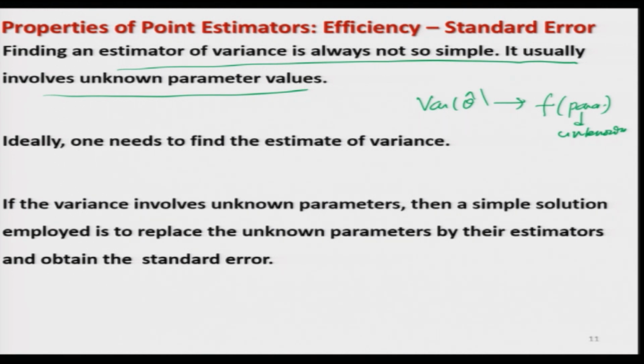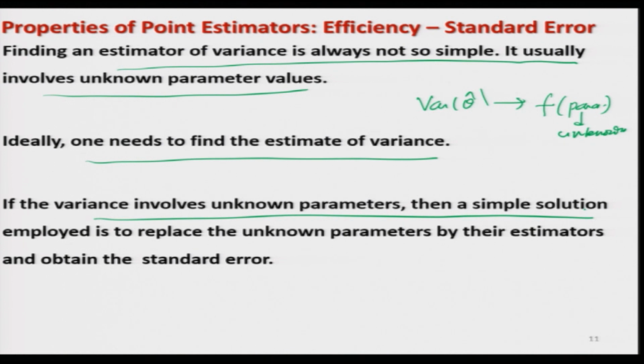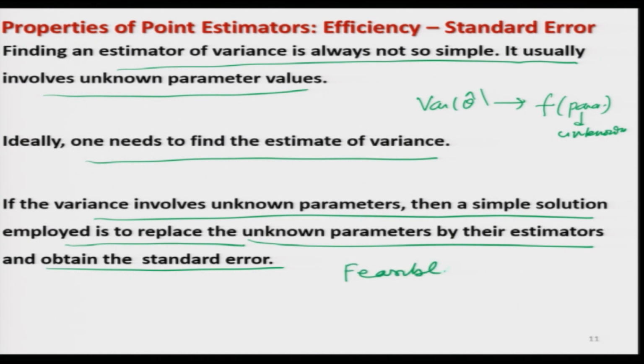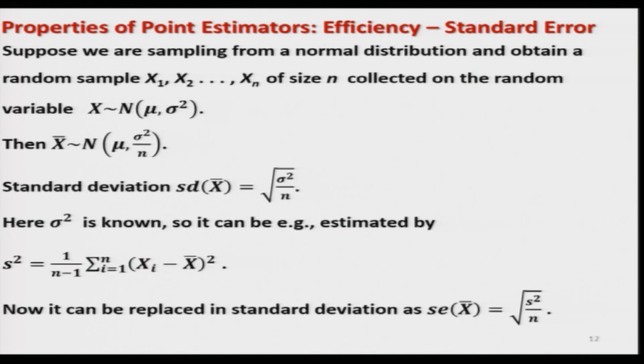So, ideally one always needs to find the estimate of the variance, but if the variance involves an unknown parameter, then a simple solution employed in real life is to replace the unknown parameters by their estimators and obtain the standard error. This is something like a feasible version. You may not get the exact value, but you will get a good approximate value.